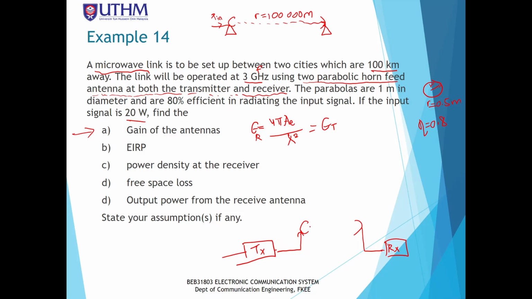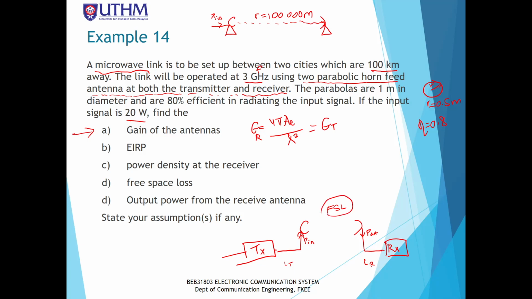So kalau kamu lihat tadi ya, kita diberikan P input. Okay, di sini adalah P out ya. Dan kalau kamu lihat di sini, soalan tidak menyatakan tentang losses yang lain. Bermakna dalam kes ini cuma ada FSL sahaja. Soalan tidak menyatakan berapakah nilai LT dengan LR, tidak dinyatakan. Maka dia tidak ada. Okey, maka tidak ada losses yang lain. Cuma ada FSL sahaja.